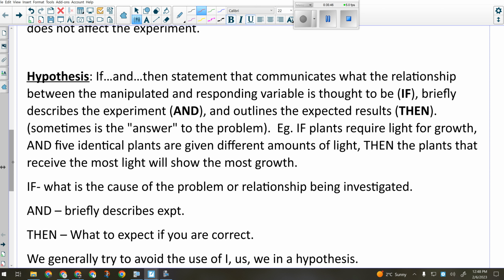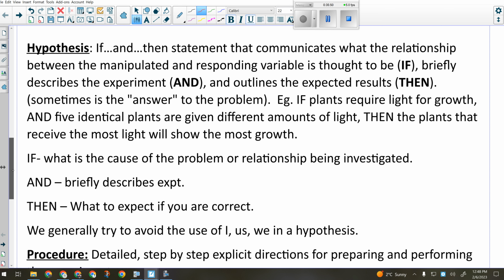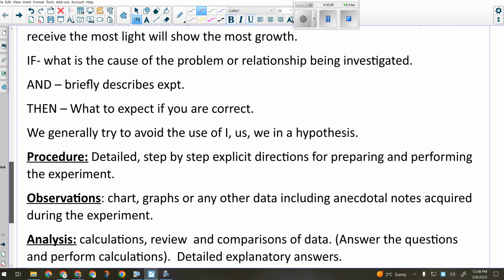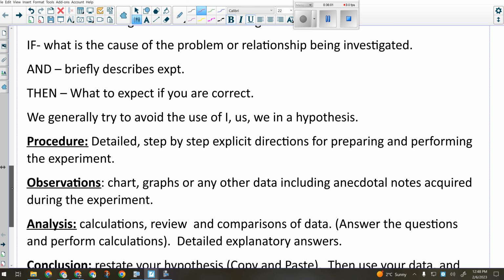That's okay. So as we said, the if part says the cause of the problem or the relationship and describes the experiment, and then what to expect if you are correct. And we generally try to avoid the use of I, us, or we in a hypothesis. It is a statement, and we don't want to involve the first person, third person kind of stuff. We want to write it as though it's an objective statement that we are separated from.